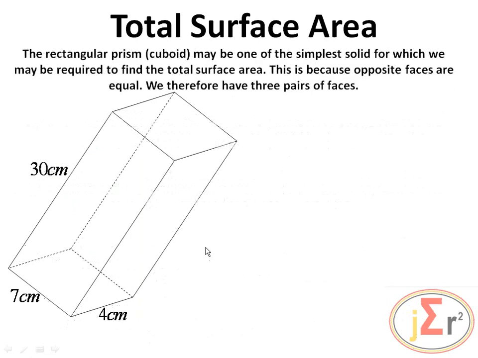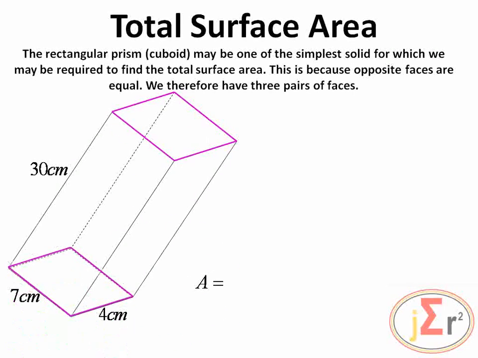We are continuing with total surface area, and this is an easy one. The rectangular prism, which is the cuboid, may be one of the simplest solids for which we may be required to find the total surface area. This is because opposite faces are equal. We therefore have 3 pairs of faces.